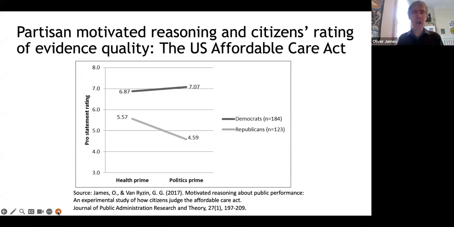And under this prime, there was a much smaller difference between Democrats and Republicans in their rating of the quality of the evidence than when we gave them exactly the same information, but before giving the information, we were talking very much about political issues, who they would vote for and so on. In that case, a gap opened up, with Republicans rating exactly the same quantitative evidence as much lower quality than the Democrats.